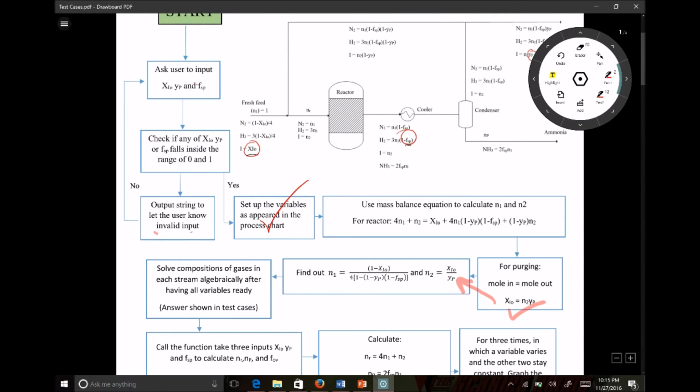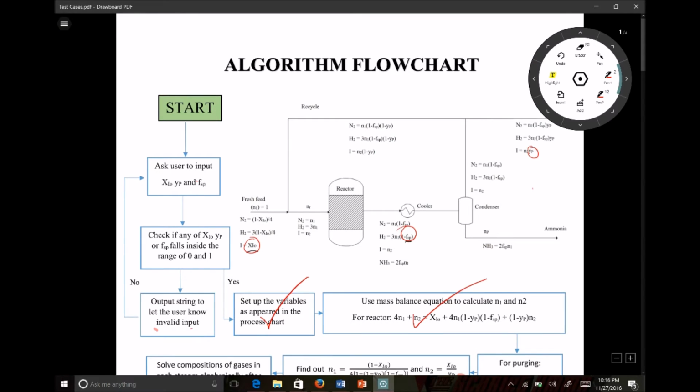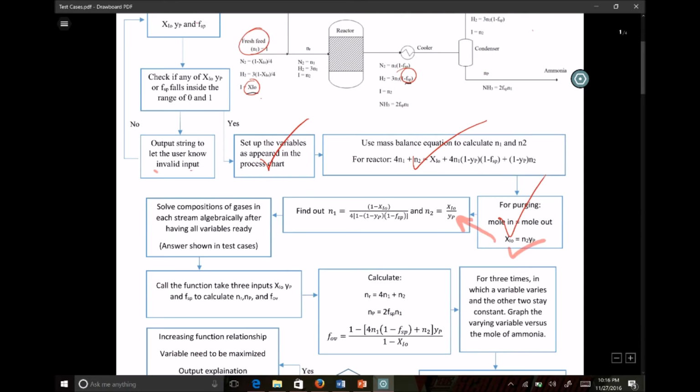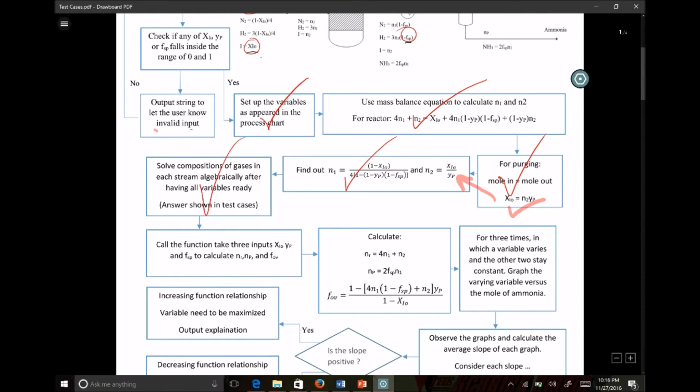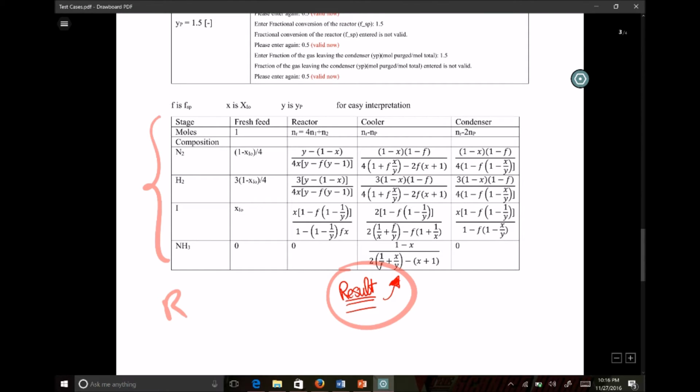So using the mass balance equation I just showed you, you can have this. And then you can solve for purging. Purging is the moles coming inside and the moles coming outside. So for the purge and the fresh feed, the number of moles inside is the same, so you can come up with this. Therefore, you have n2, plug it in over here, you come up with n1, and then you solve everything. I have the answer for you over here, just in case you want to check. Over here, the result.